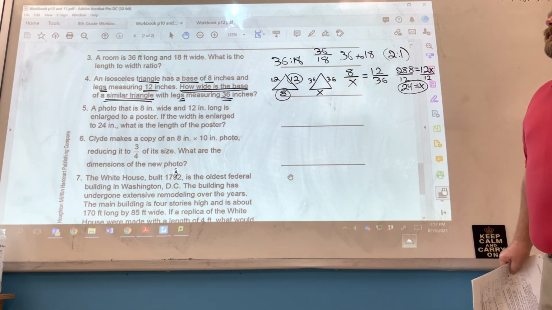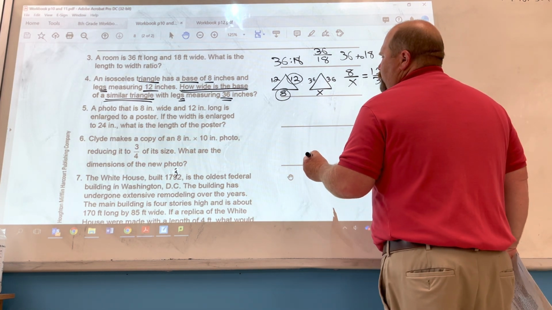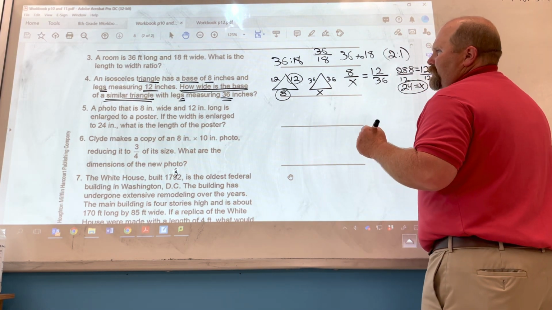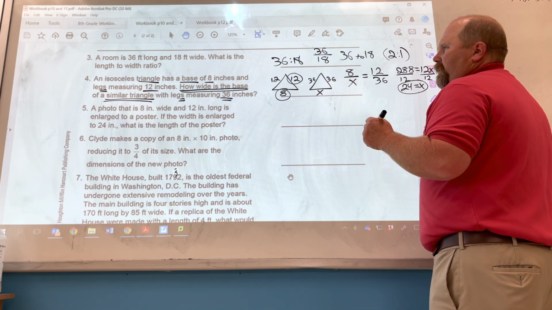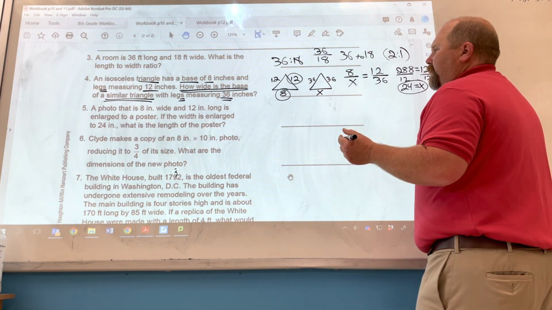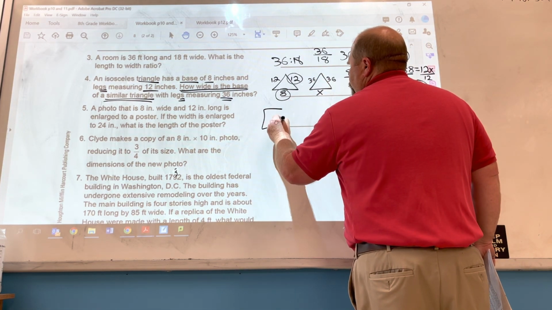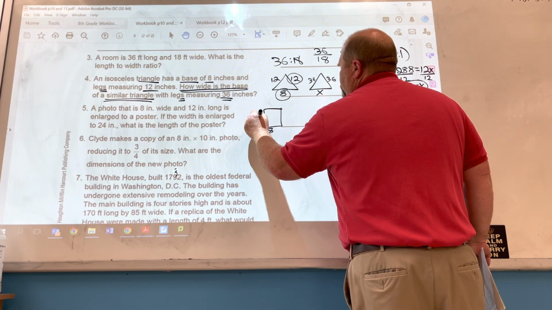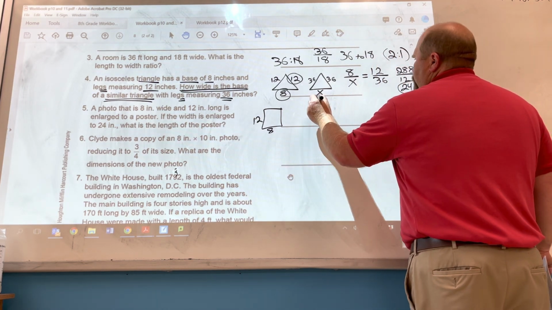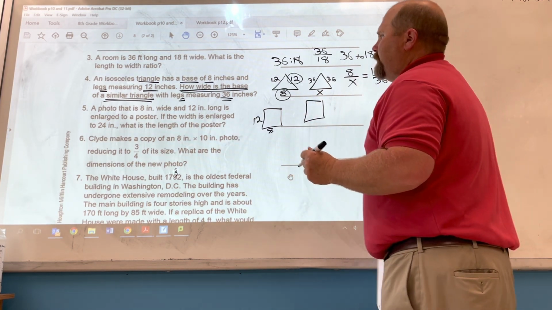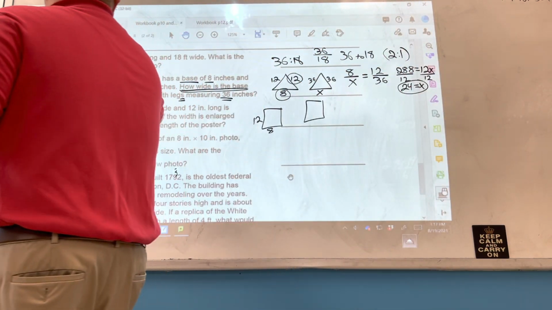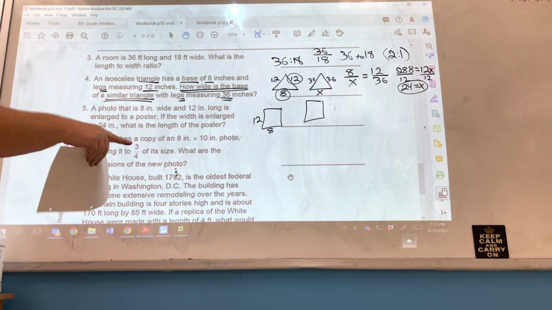All right, number 5, a photo that is 8 inches wide and 12 inches long. What shape are you thinking? 8 wide, 12 long. It's a photo. You've seen a photo before. Rectangle. So 8 by 12, okay? I know I'm going to have another one because it says right here they're going to enlarge it to a poster. Same shape, just going to make it larger.